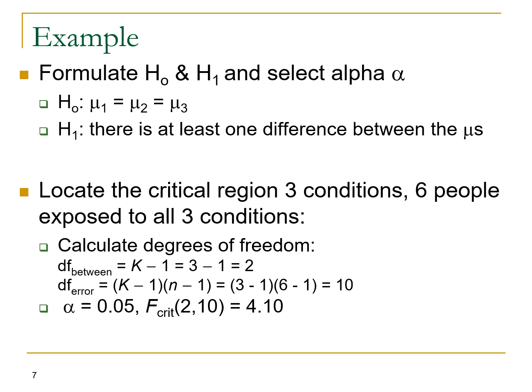We have 3 conditions and 6 people exposed to all conditions. So we're going to calculate our degrees of freedom. The degrees of freedom between is the number of groups minus 1. So we have 3 groups minus 1, that's 2. The degrees of freedom error is the number of groups minus 1 multiplied by the number of people minus 1. In this case, we have 3 groups, so 3 minus 1 is 2, and we have 6 people. 6 minus 1 is 5. So our degrees of freedom for error is actually 10, 2 times 5. So again, our F critical value is 2, 2 and 10, and then we actually do the calculation.